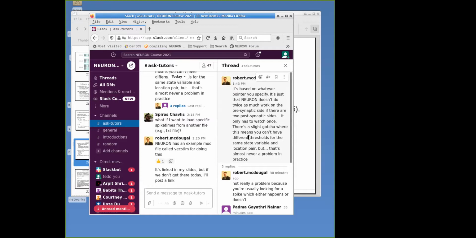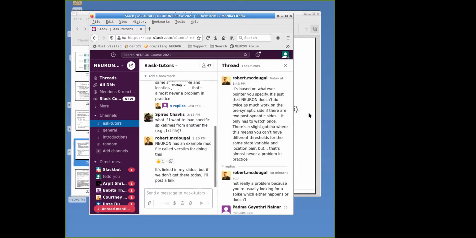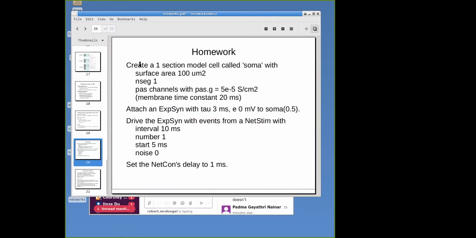If you have, again, has anybody found such a presynaptic terminal in the world yet? Is it in the literature anywhere? I don't think so. Okay, are there any? Okay, so let's go on to the homework.